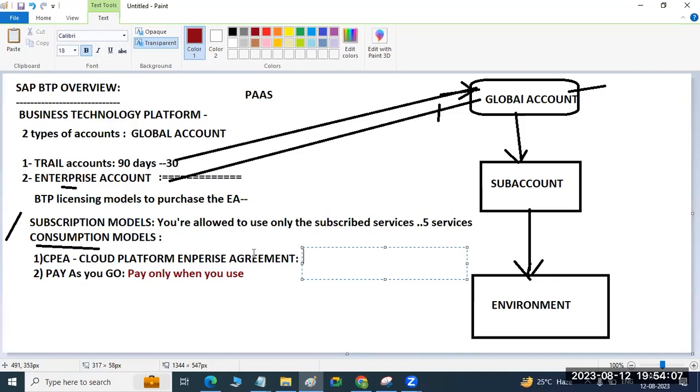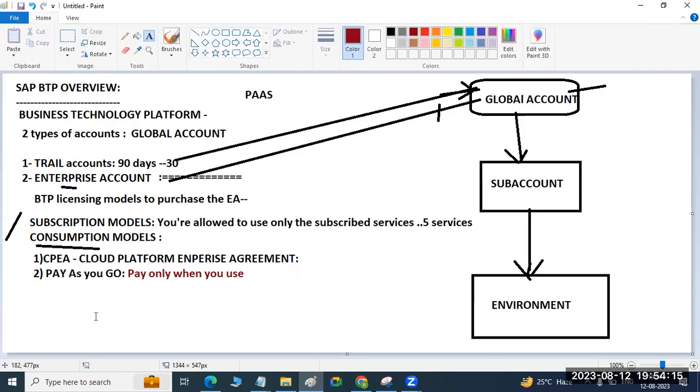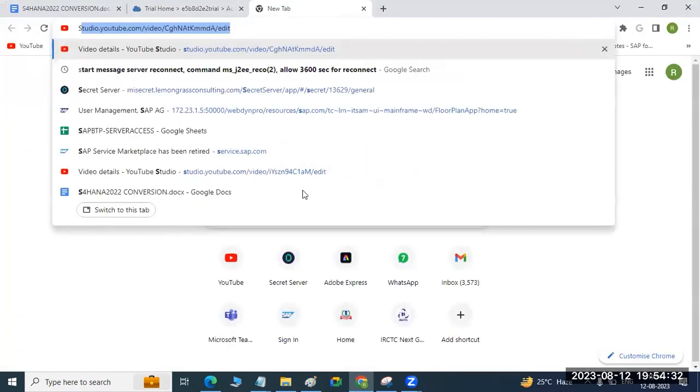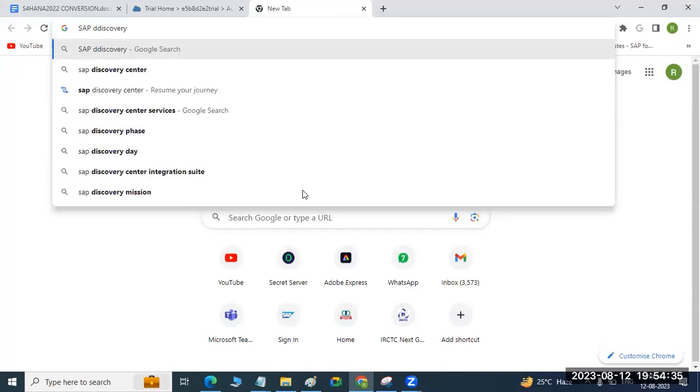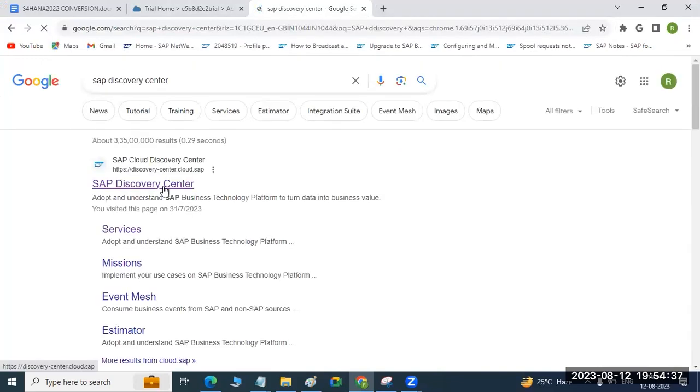So these are the account models in SAP. As of now, this is the account structure and licensing they are using. If you ask me, sir, what is the amount for each service? Suppose I want to use some HANA service, what is the amount? Here we have the SAP Discovery Center, which is available for customers. Upfront, we will get all those details.